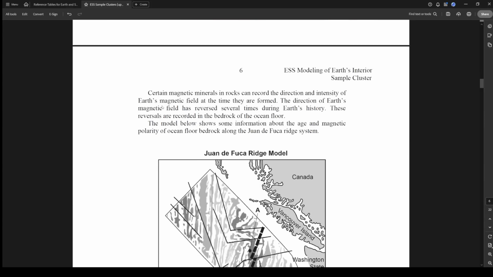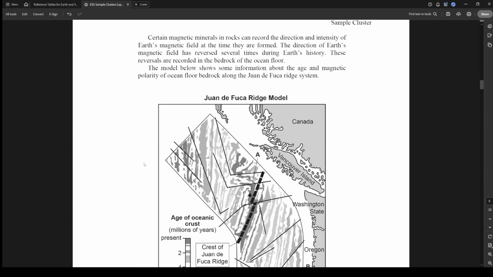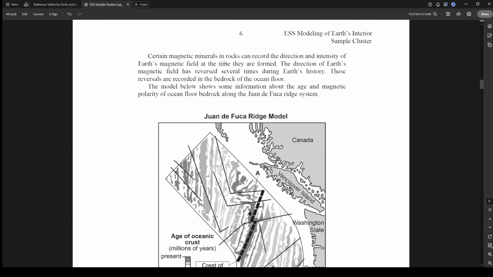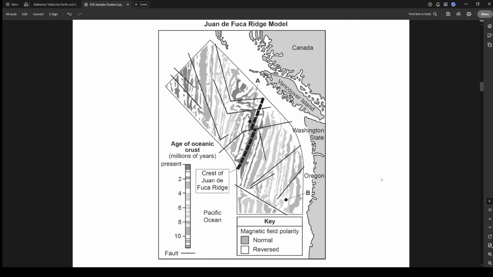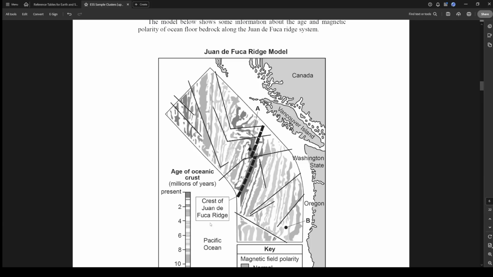All right, let's go. We're crushing this. Certain magnetic minerals in rocks can record the direction and intensity of Earth's magnetic field at the time they are formed. The direction of Earth's magnetic field has reversed several times during Earth's history. These reversals are recorded in the bedrock of the ocean floor. The model below shows some information about the age and magnetic polarity of the ocean floor along the Juan de Fuca ridge system. Okay, so we have the Juan de Fuca ridge.